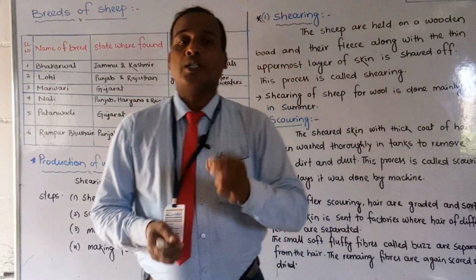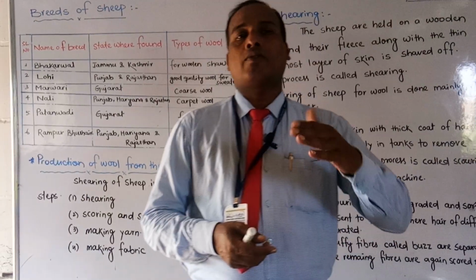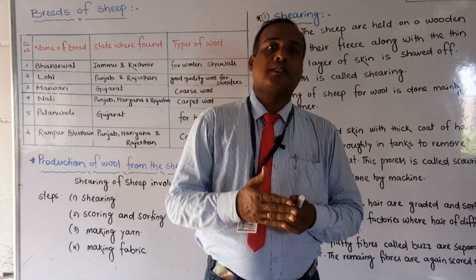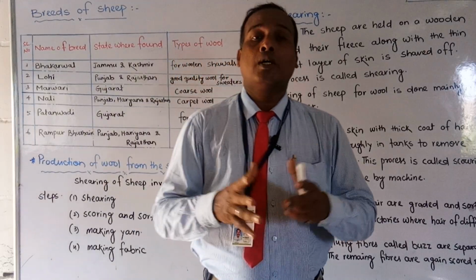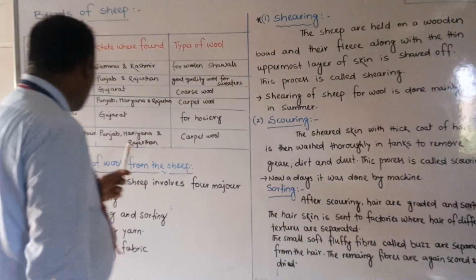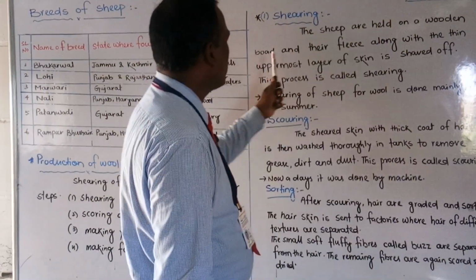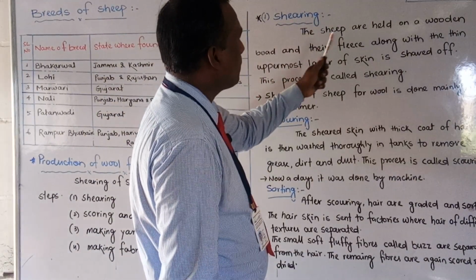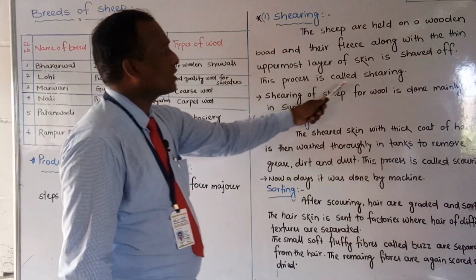Same as that, sheep hair also, after shaving from the skin, new hair will grow again, but it takes time. So it must grow again before the winter season, otherwise the sheep will die, because it cannot protect itself from the cold. So what is shearing? The sheep are held on a wooden board, and the thin uppermost layer of the skin is shaved off. This process is called shearing.